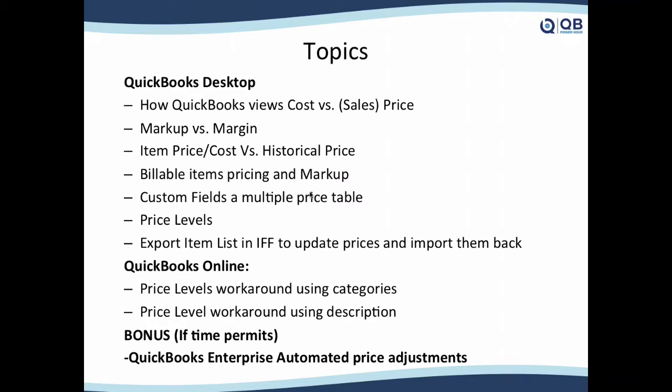Then we're going to talk about price levels, which is the appropriate way to manage multiple pricing per item. And then we'll talk about exporting the item list into IIF to update the pricing in Excel and import it back. Then we'll go into QuickBooks Online and we'll talk about two price level workarounds. So QuickBooks Online cannot do price levels. We'll talk about two workarounds that I've come up with to help some of my clients in QuickBooks Online be able to do some of the things in QuickBooks Desktop when it comes to price levels.